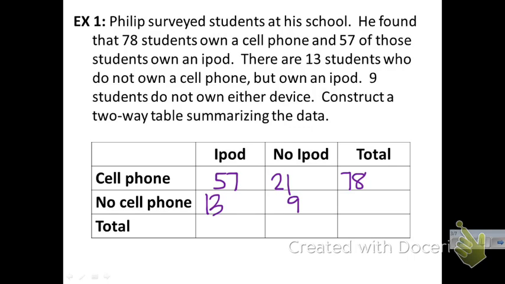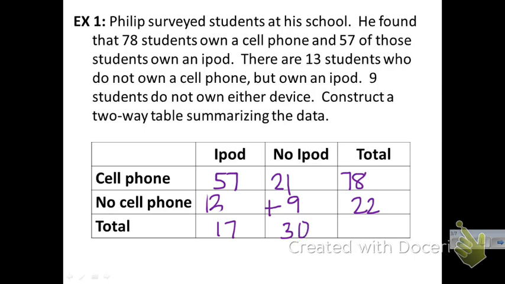So to do this, I showed you with the 57 and the 21 equals 78, the same as on our next row. If we take 13 plus 9, we get 22. Now, this also works for columns. If we take the 57 plus 13, that will give us a total down here of 70. Let me just do that again. And then we'll do the same thing with the no iPod column. So 21 plus 9 will give us 30.